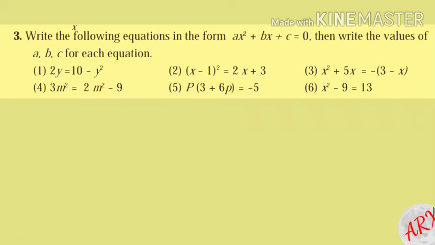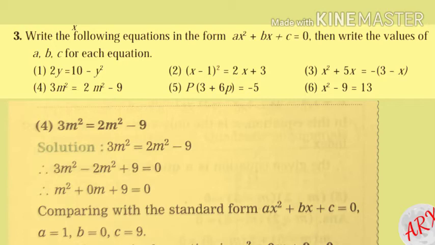Question number 4. 3m square equal to 2m square minus 9. In this equation, there is no term of m. So after solving, we will get m square plus 0m plus 9. So value of a will be 1, b will be 0 and c will be 9.